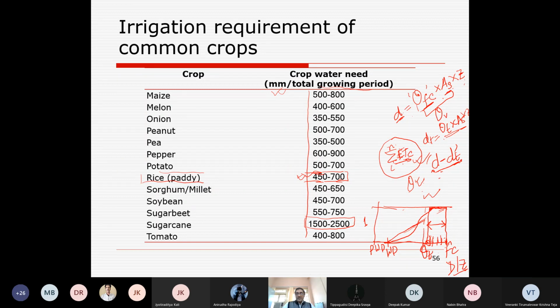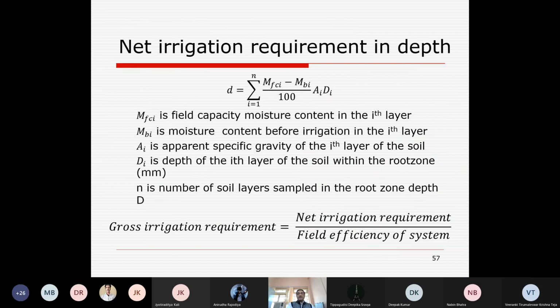So this is the simple idea of irrigation planning. Two ways we can go: either by measuring the soil moisture or by accumulating the evapotranspiration in that particular area, to find out the time when we should irrigate, or a specific time when the critical or threshold soil moisture may be reached. So this is the net irrigation requirement in terms of depth.